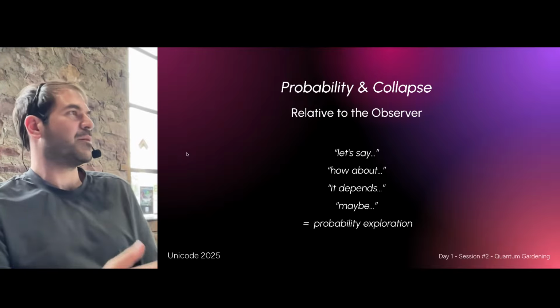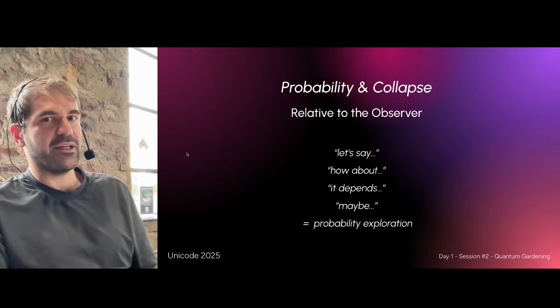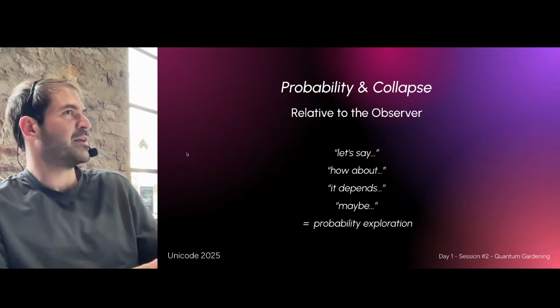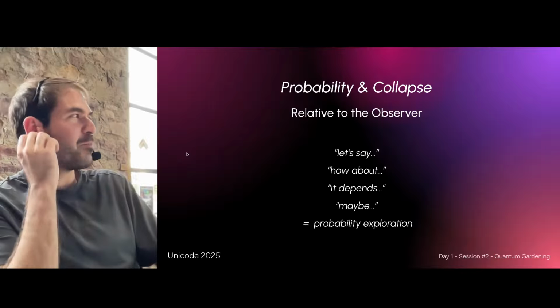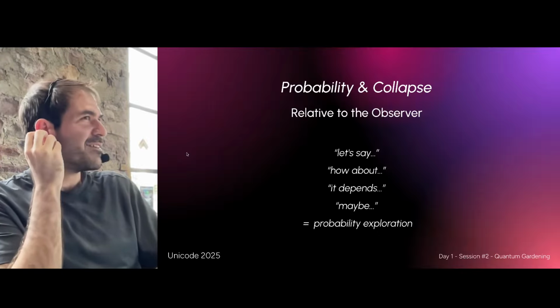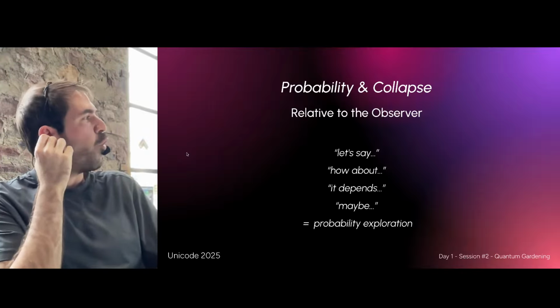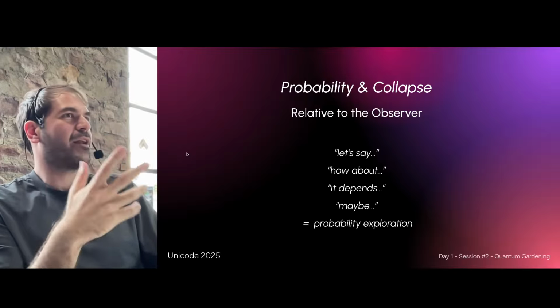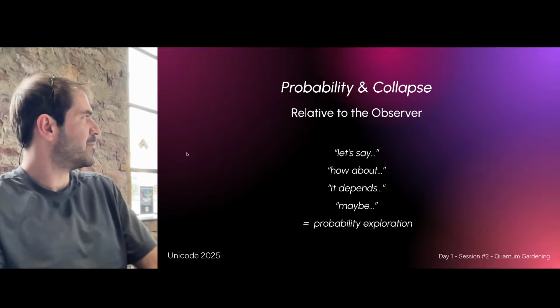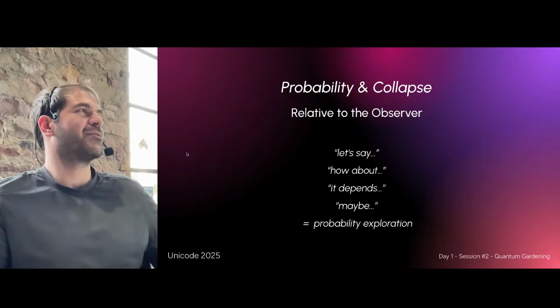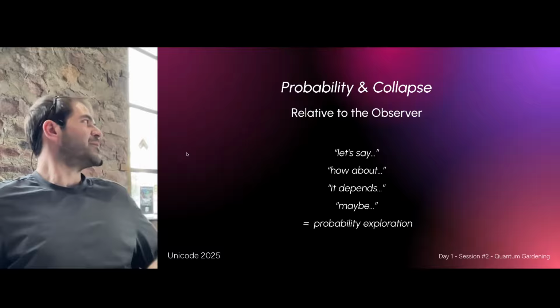Another way to summon that probability space is by saying it depends. It depends on this, it depends on that, or maybe. These are all probability explorations. So you're always referencing quantum mechanics, whether you want to or not. You're always referencing it. Nice. That's a good head nod. Very good.